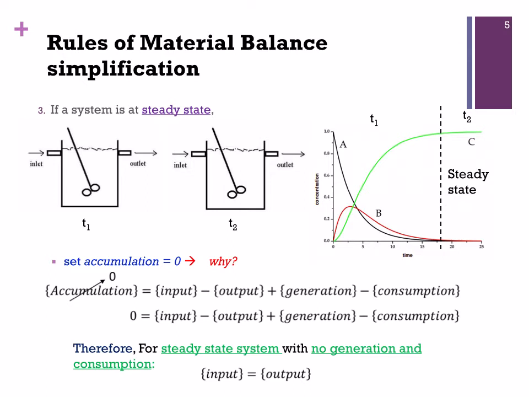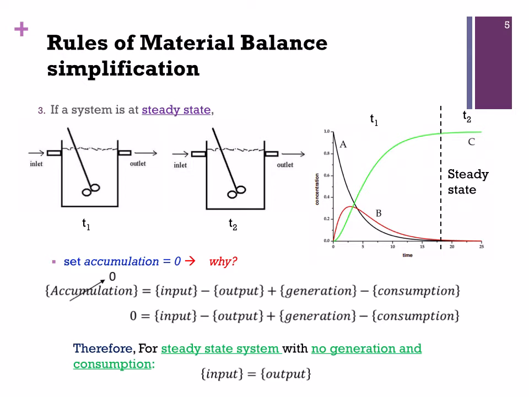Then we can reduce the general mass balance equation from accumulation equals input minus output plus generation minus consumption to all of this equals 0. So that is steady state.